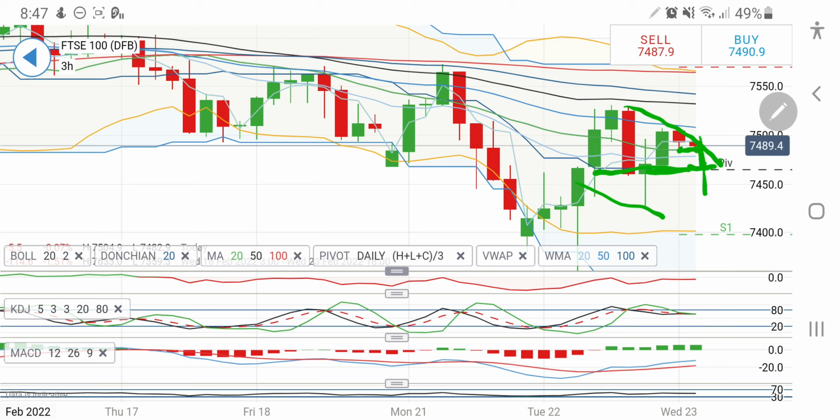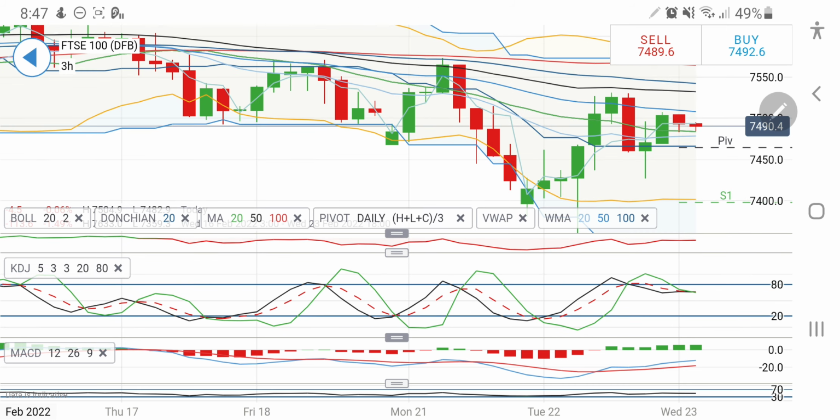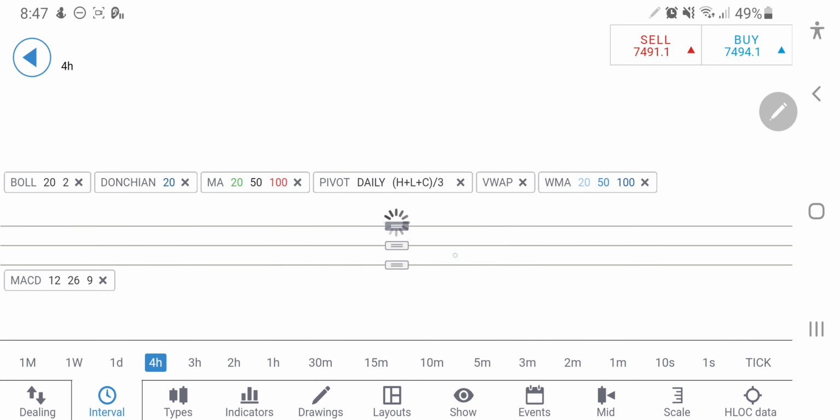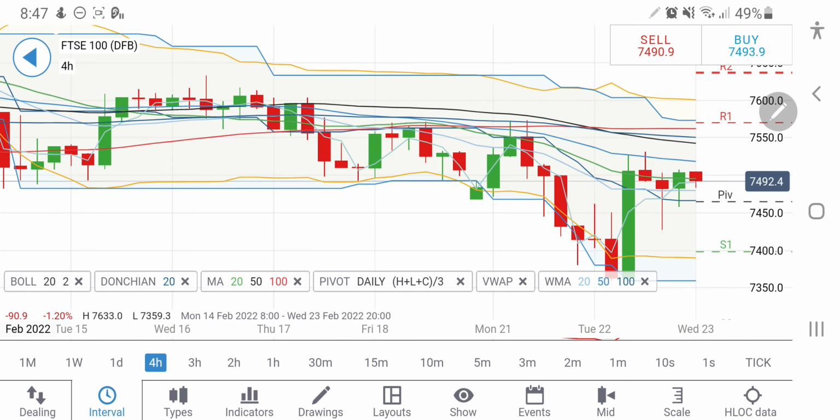Once it breaks 7460, yes, you can take a short entry and then you can expect it to drop till towards 7400. Also, if it breaks 7500, yes, you can take a long entry and then you can expect 7540, 7550 levels. And stochastic is almost at top. And on the 4-hour charts, similar is the story.